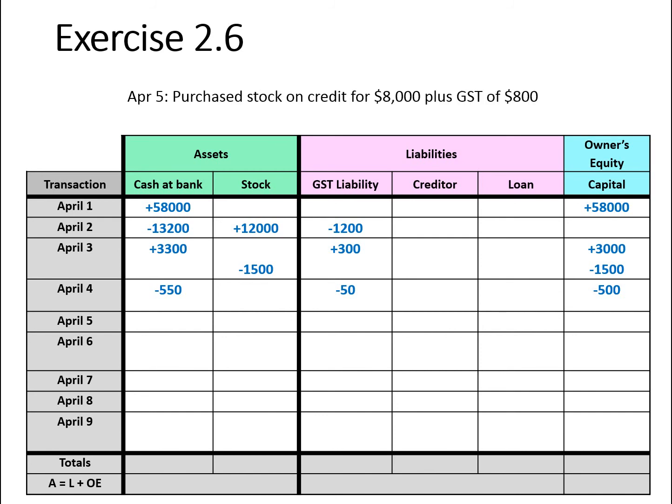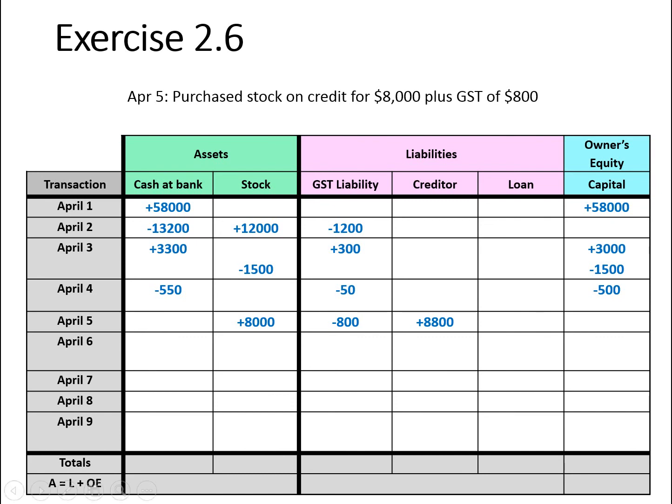April the 5th, bought stock on credit $8,000 plus GST. We have more inventory. We've been charged GST, and the other effect here will be that cash has decreased. Well, it won't be actually, because in this case, unlike the previous transaction, it hasn't been paid for in cash. What's happened here is that we bought on credit, so creditors will go up for the full amount. We're going to owe a creditor the $8,000 for the stock plus GST of $800.